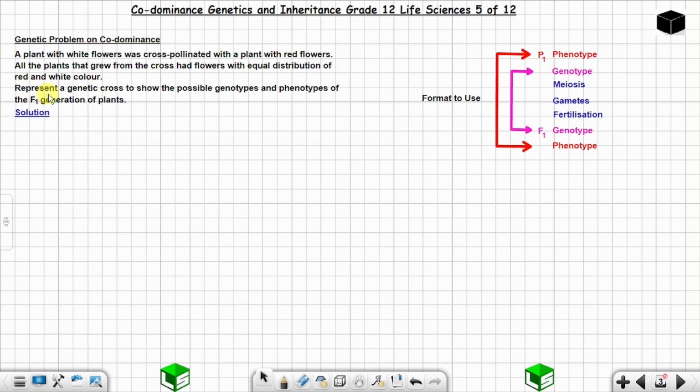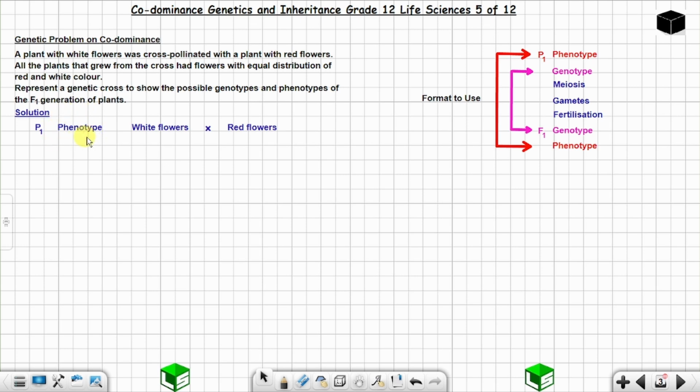Now, represent a genetic cross. You are going to use this format. P1 phenotype: phenotype is about the physical appearance. So you have a plant with white flowers, which you cross with a plant with red flowers. This is the physical appearance.